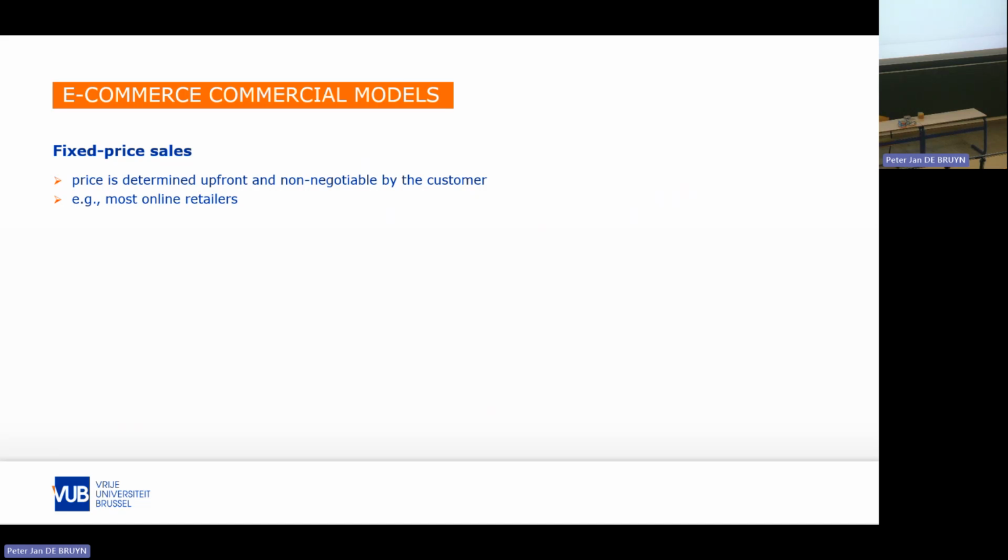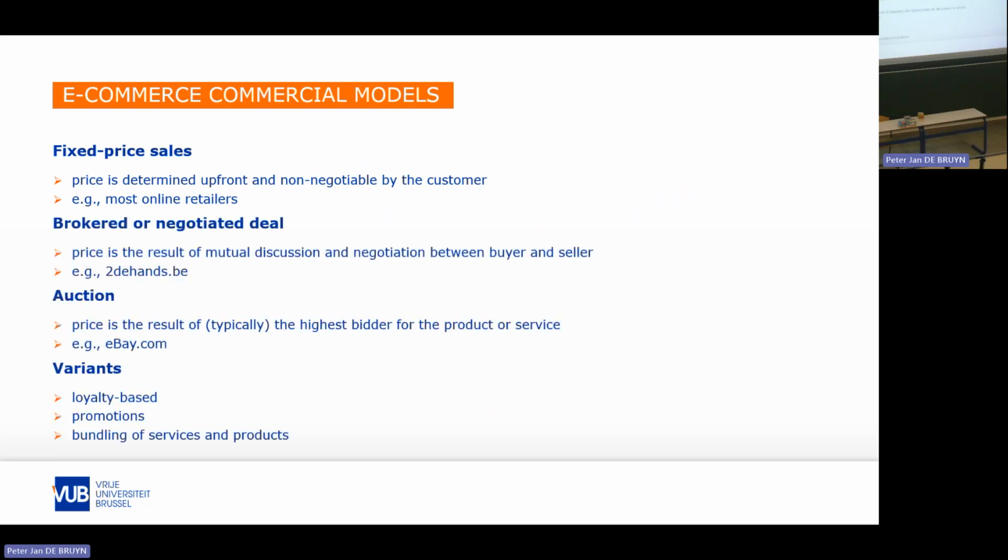Once you know how you make money, how do you then determine your price? And also there we have different alternatives. You have the easiest one, which is a fixed price sales model, where you have a fixed price and there's no negotiation, there is no possibility to change, like you have in a normal retail shop. Here you go to the shop and the price is the price that is advertised. E-commerce makes it much easier to have these kind of other price models as well.